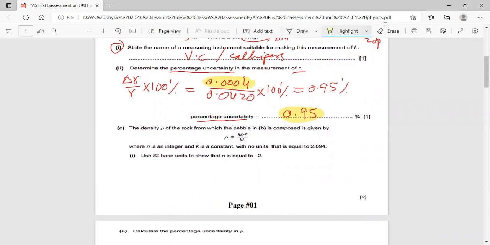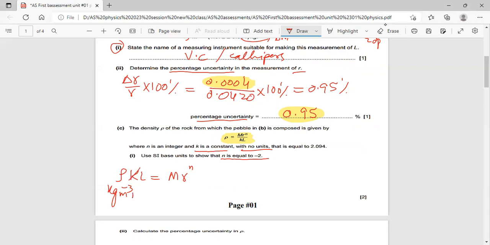The next question was quite easy. Most of you did well. The density equation is given and you have to show that the value of n is -2. This is done through the SI base units. You simply put the SI base units for all of these. You can do one adjustment: take K and L to this side, and then this will be M R^n. Density is kilogram per meter cubed, and K is a constant with no unit.